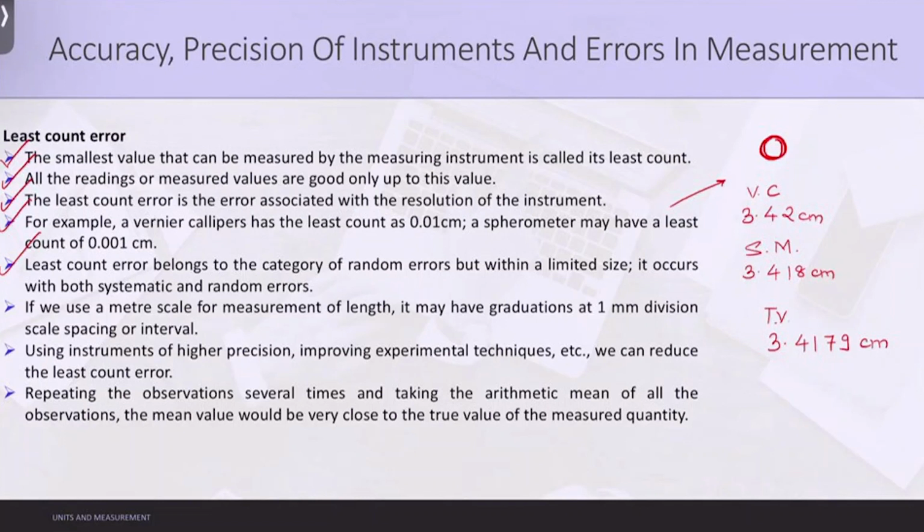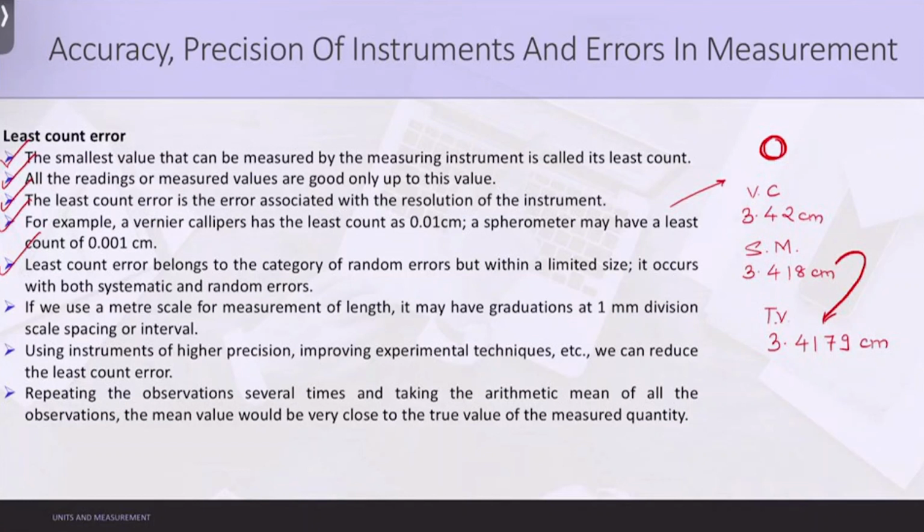So, it is quite evident that as you increase the resolution, there are higher chances that the amount of error is being reduced, right? If you do 3.42 minus 3.4179 and you do 3.418 minus 3.4179, the amount of error is less for the spherometer than for the vernier caliper, right? So as you keep on increasing the resolution, the error decreases. Or we can say that as we keep on decreasing the resolution, the amount of error increases. So that is only one of the examples being explained.